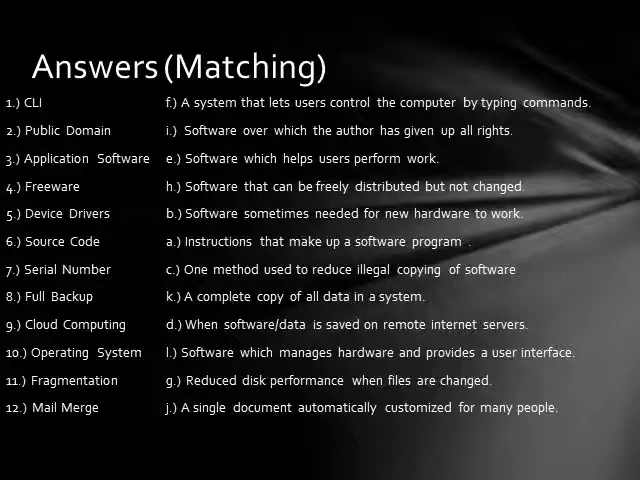For fragmentation, the answer is G. Reduced disk performance when files are changed. And for mail merge, the answer is J. A single document automatically customized for many people.